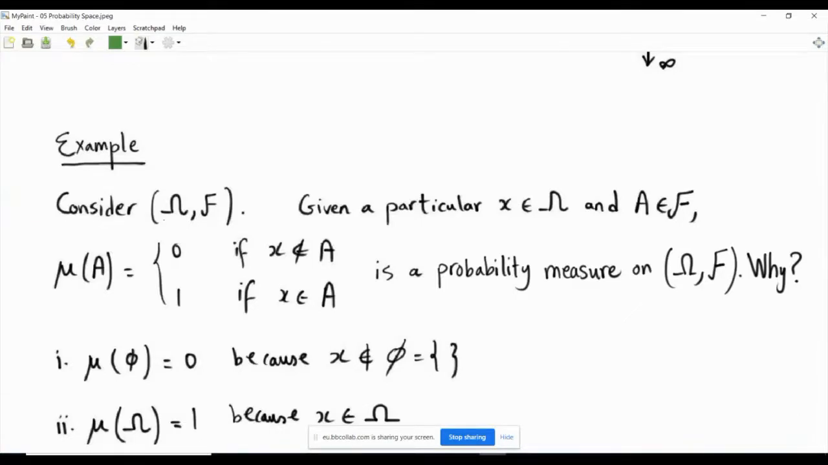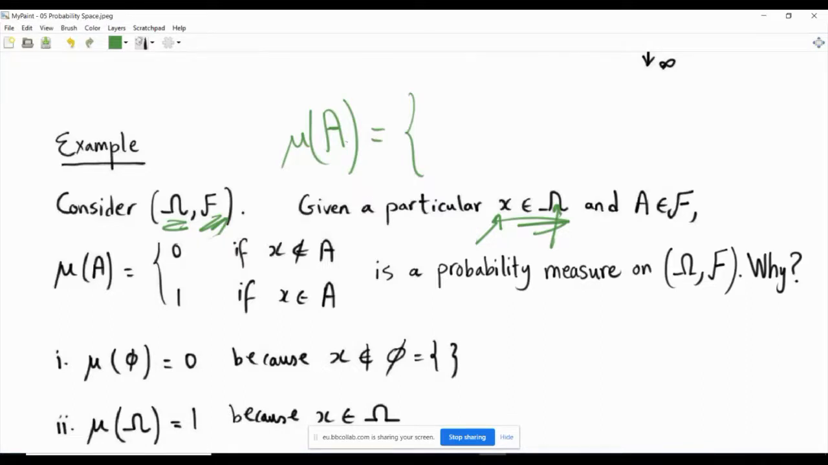Now let's take omega and a sigma algebra, and take an element in big omega, in the sample space, which I will denote here as small x. Here is how we will define our probability measure. We will take a subset in the sigma algebra, which is the collection of subsets of big omega that includes the empty set and that is closed under complementation and finite and countably infinite unions. We will assign to it a number.